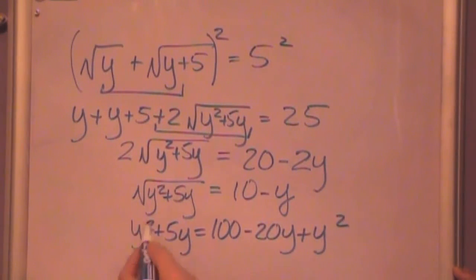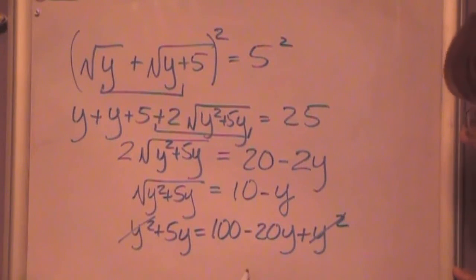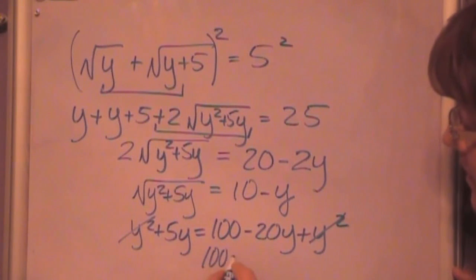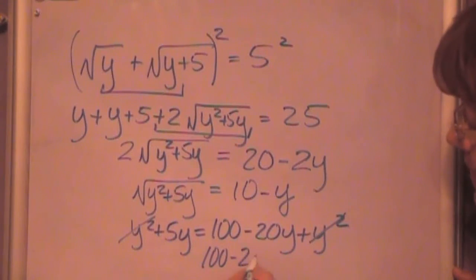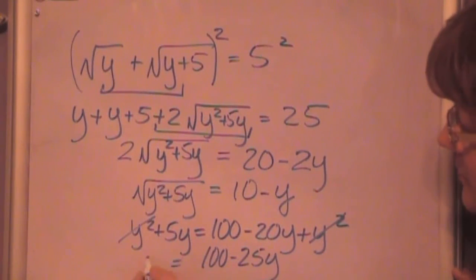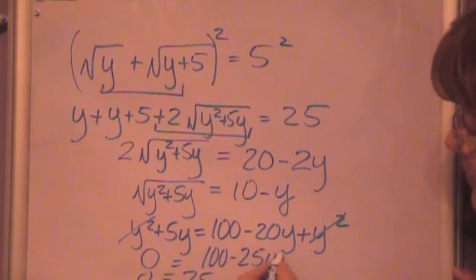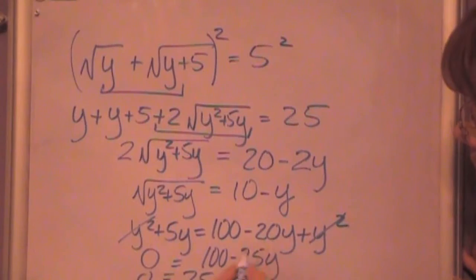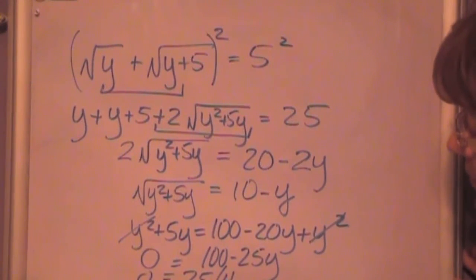Now I have a y squared on both sides of the equation, so that just cancels out. I can subtract that out. And I have 100 minus 25y is equal to 0. And now I can factor this. I can take out a 25. It's not the difference of two perfect squares because I don't have a y squared, do I? 25 times 4 minus y, and here we get y is equal to 4.